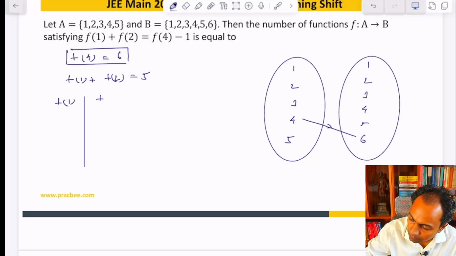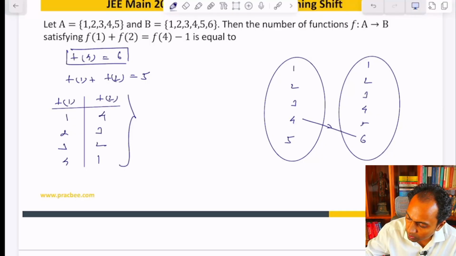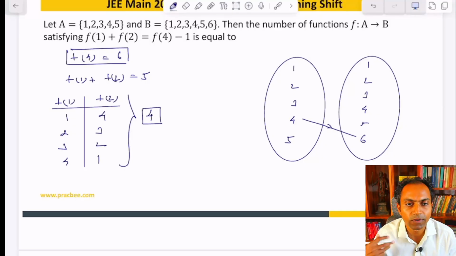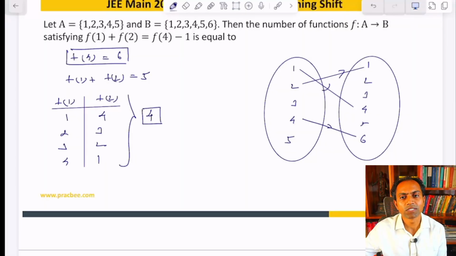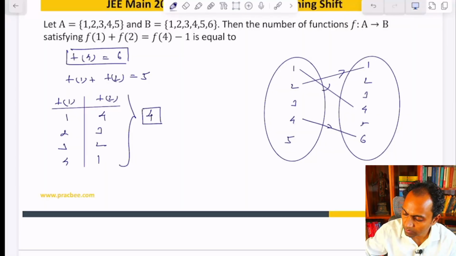We have 1 here, we have 2 here. And if I consider the values, f of 1 can become 1, then this becomes 4. Then this can become 2, so this becomes 3, then 3 and 2, then 4 and 1. So you can see that there are 4 possible cases. Now let us take any one of these cases. So you can see that 1 is getting mapped to 4 and 2 is getting mapped to 1. What I have considered is case number 4.